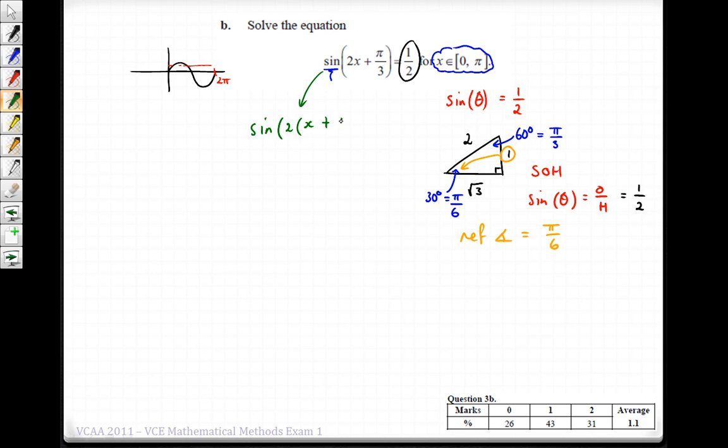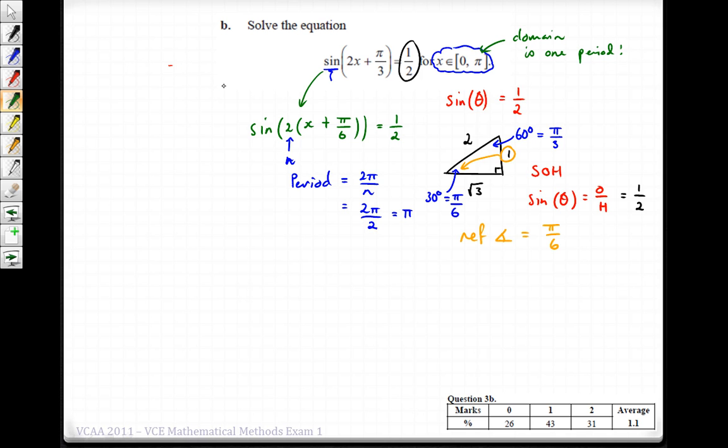so if we pull the 2 out the front, we're going to need to make this pi on 6 equals a half. So this here is our n. So our period equals 2 pi on n equals 2 pi on 2 equals pi. And conveniently enough, that's exactly what our domain is. So our domain is 1 period exactly. So that's really handy for us.